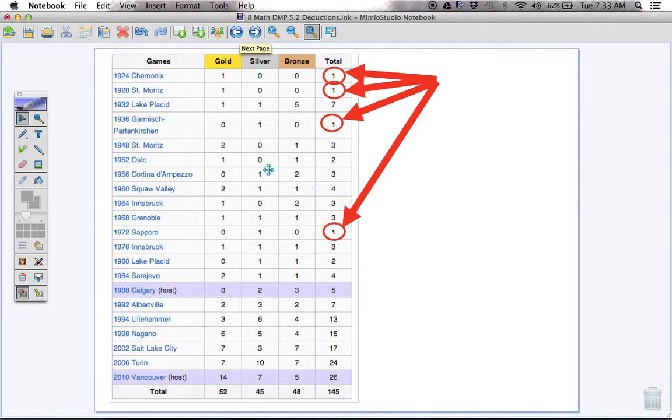Another deduction we can make: on 4 separate occasions, we had the smallest medal count. And you can notice a second deduction: you could say that these happened primarily in the earlier Winter Games, the first 3 of the 4 Winter Games plus midway through in 1972.